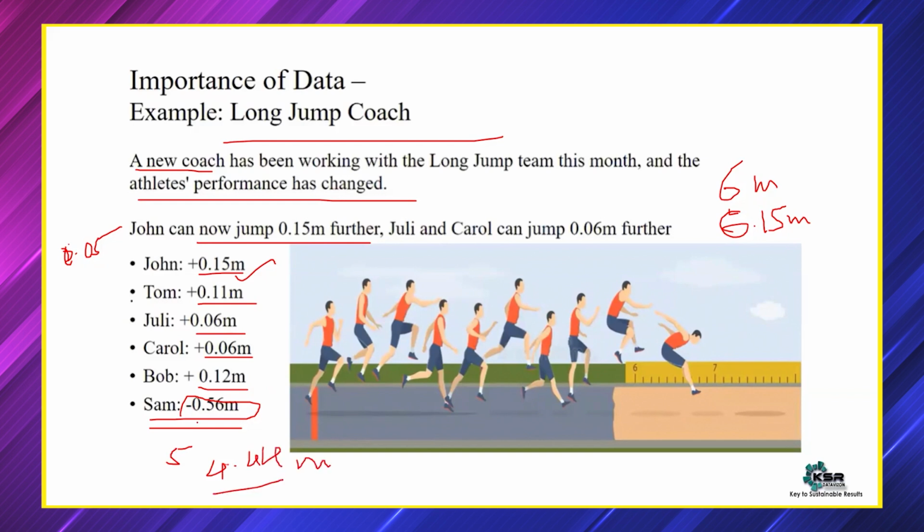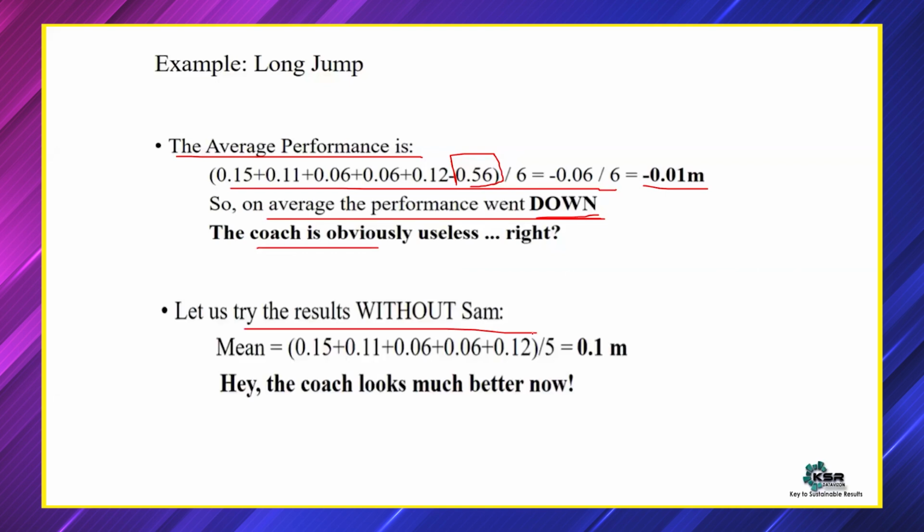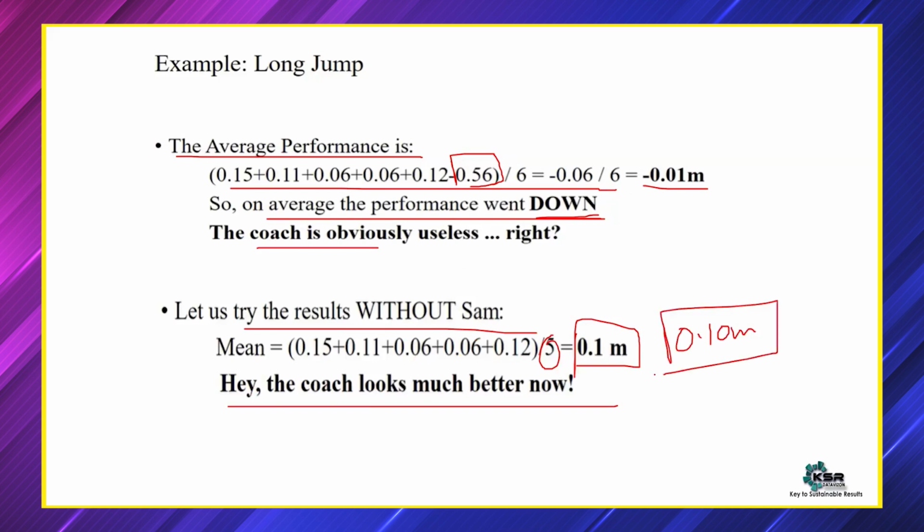With this one change, do you think you can come to the conclusion that the coach is of no use? Let's take a few more scenarios. Let us try the result without Sam. I have skipped Sam, so total 5 people rather than 6. The coach looks much better. Why? Because performance has improved 0.10 meters on average for every individual. At minimum, this is the average number of meters a person is jumping more as compared to the previous long jumps.